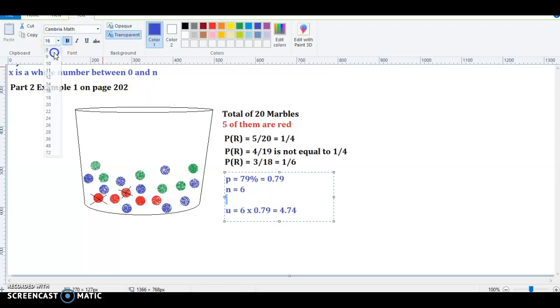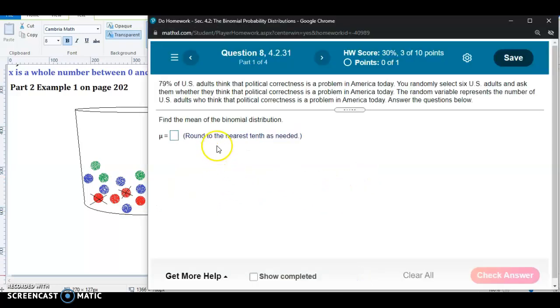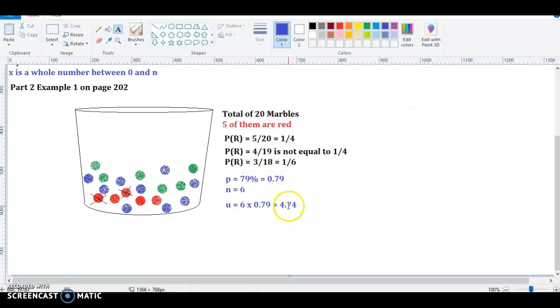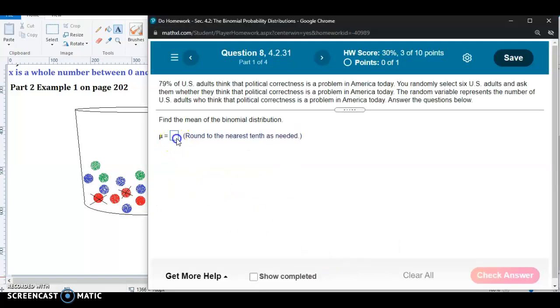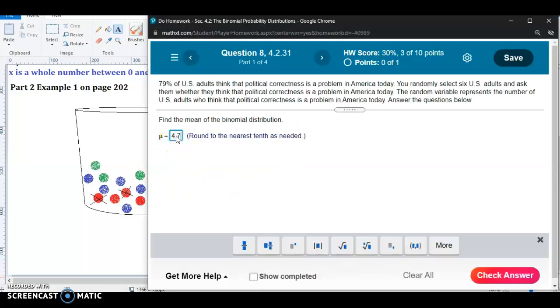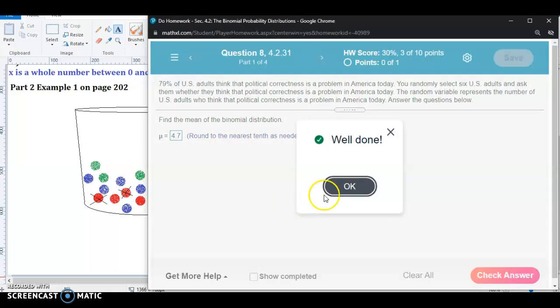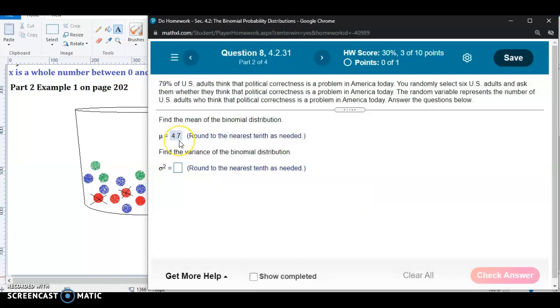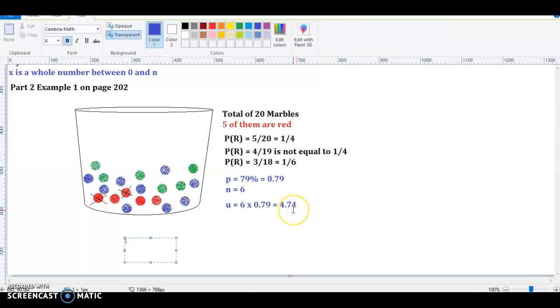Okay, so let's go back to the problem and see how we would round our answer. Okay, so we're going to round to the nearest tenth. So to the nearest tenth, this would be about 4.7. So the mean is 4.7. When you round to the nearest tenth, you round to one digit after the decimal point. Since it was 4.74, that 7 stays as a 7, because the next number over was a 4, and with a 4 or less, let it rest, so the number in the rounding position stays the same.